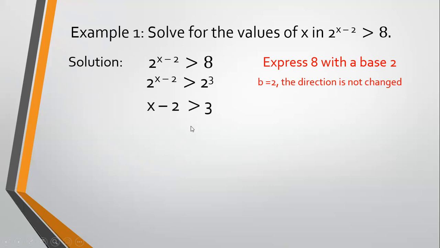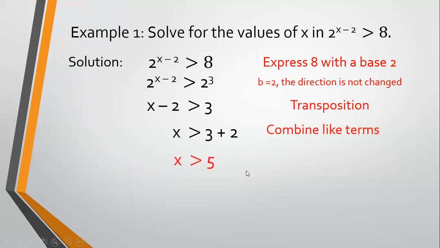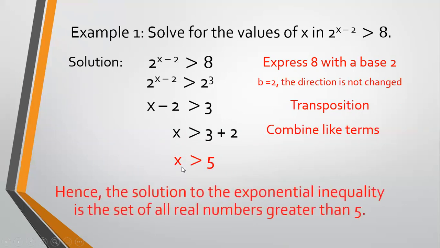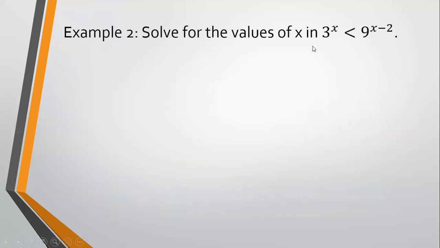So solving for x, we have x minus 2 is greater than 3. Therefore, by transposition, we have x is greater than 5. So what does it mean? It's increasing. The solution set of the exponential inequality is the set of all real numbers greater than 5. So greater than 5, meaning it's 6, 7, 8 up to infinity. Let's have another example.